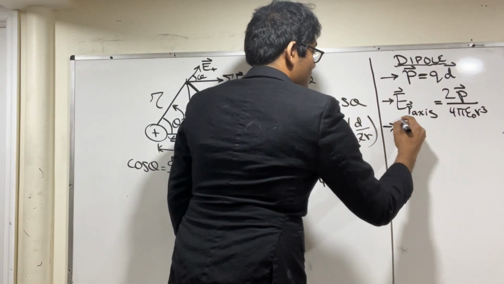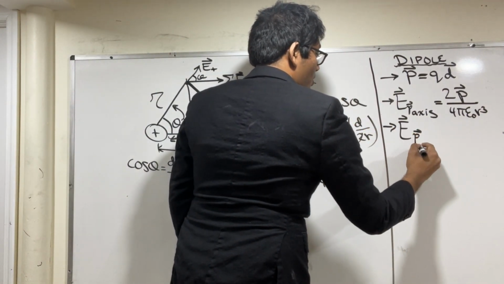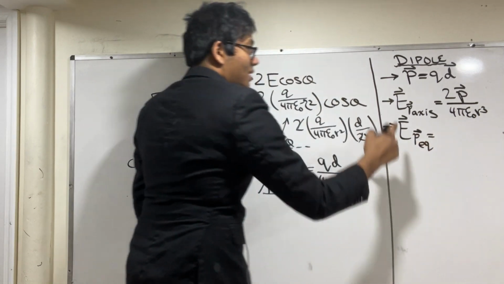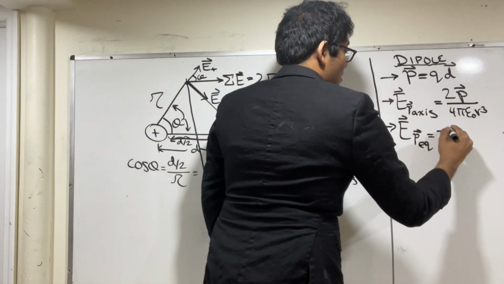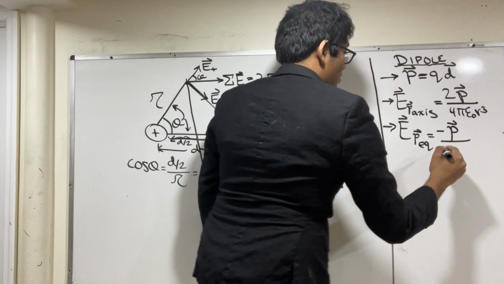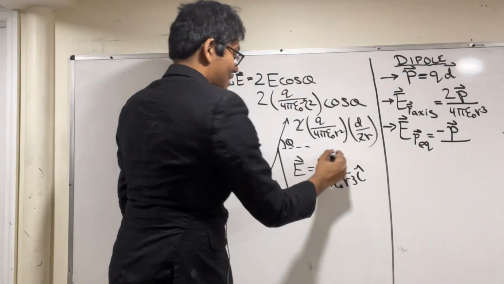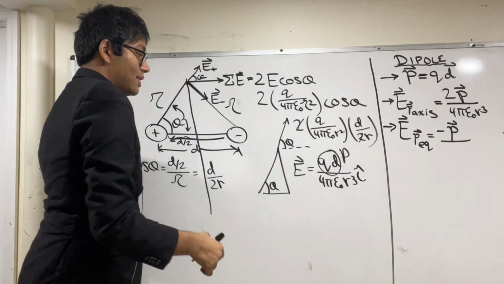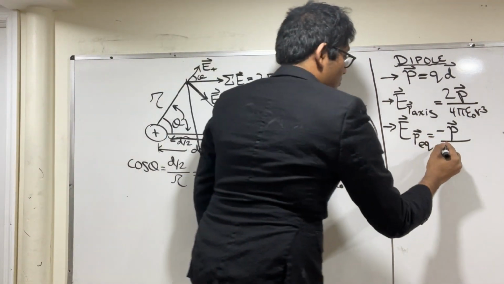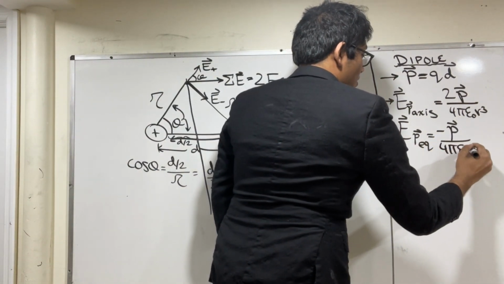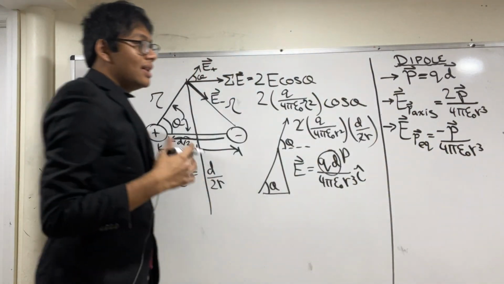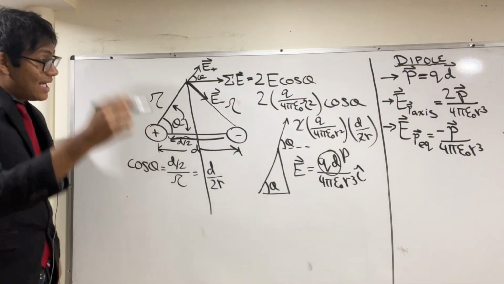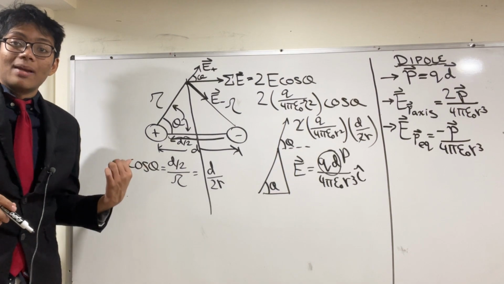The electric field of the dipole on the equator is going to be not 2p but minus p over 4 pi epsilon naught r cubed, because this is p, the dipole moment, right? QD, that's what we have right there. So again, notice that it's an inverse cube field, but now it's in the opposite direction of the dipole, right?